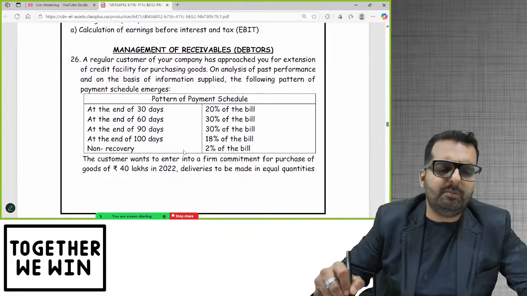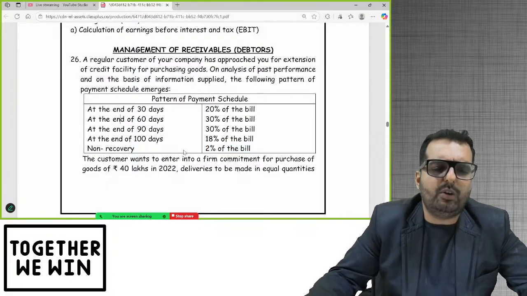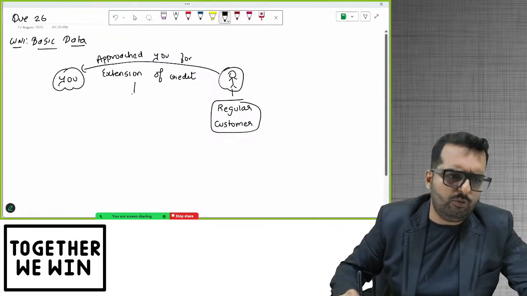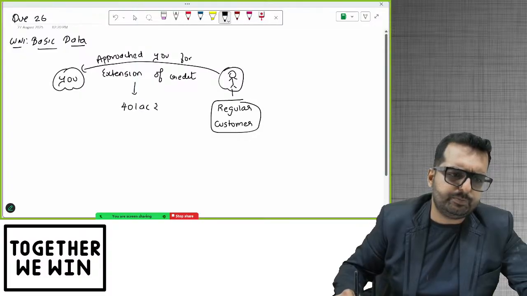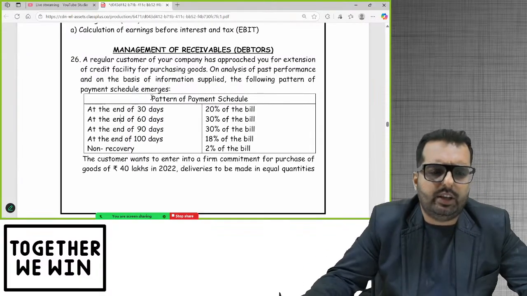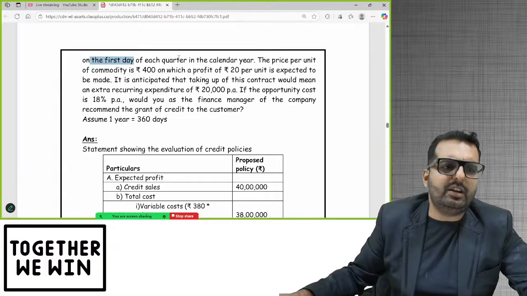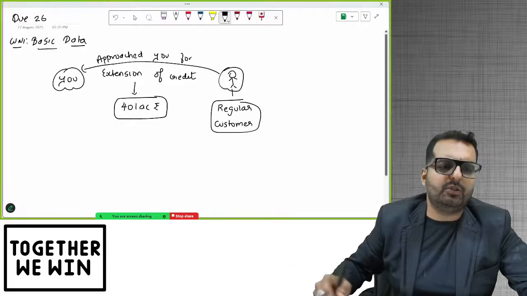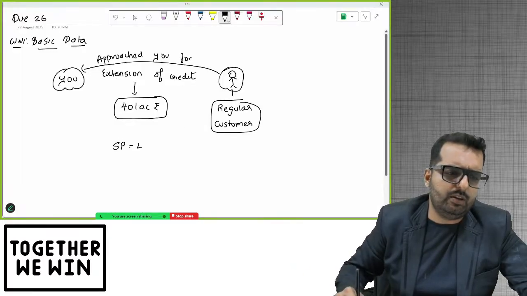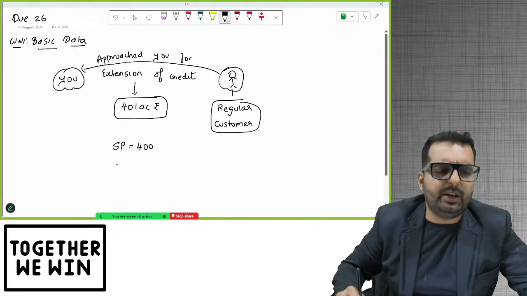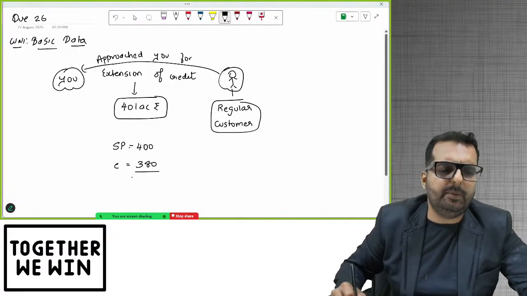Alright. A customer wants a firm to enter into a firm commitment for purchase of 40 lakh. So the value of goods is how much that he's saying over here? 40 lakhs. Deliveries to be made in equal quantities on the first day of each quarter. The price per unit of the commodity is how much? 400. So I just write down over here. Selling price is 400, on which profit is 20. That means the cost will be around 380.